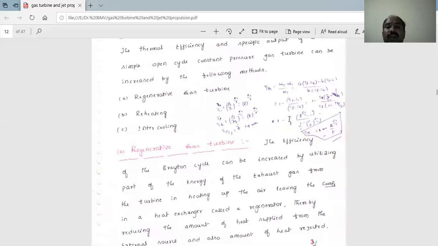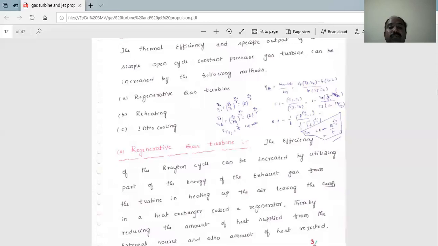1 minus 1 divided by t, into R to the power of (gamma minus 1) divided by gamma, minus 1, divided by 1 minus 1 divided by R to the power of (gamma minus 1) divided by gamma. Here R is based on the process 1 to 2 and 3 to 4, the isentropic compression and isentropic expansion processes. Based on the temperature and pressure relationship, T2 divided by T1 is equal to (P2 divided by P1) to the power of (gamma minus 1) divided by gamma, which equals R, the pressure ratio. That is R to the power of (gamma minus 1) divided by gamma.